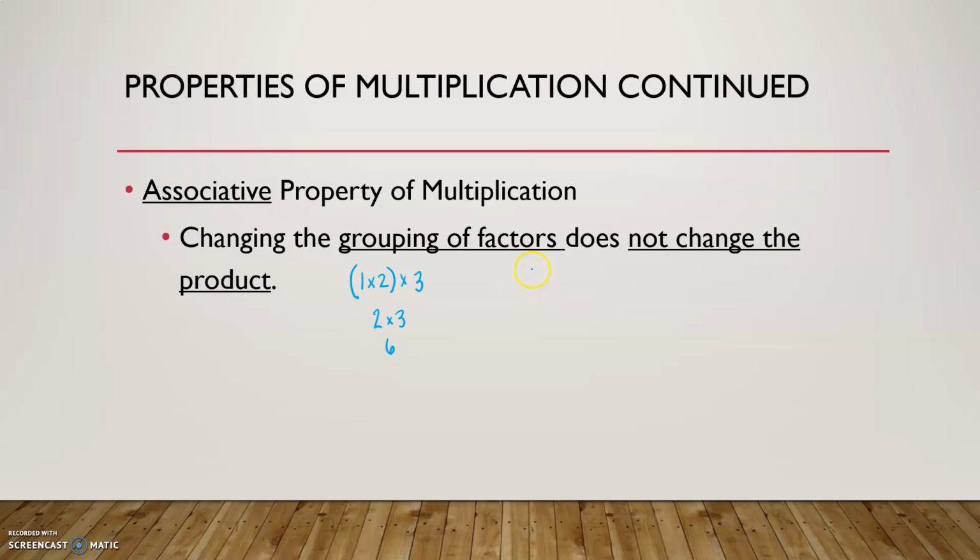If we do 1 times parenthesis 2 times 3, notice that the only difference here is where the parentheses are. We get 1 times 6, because I'm doing 2 times 3, and then we just get 6. Those are the same thing, and that is an example of the associative property.